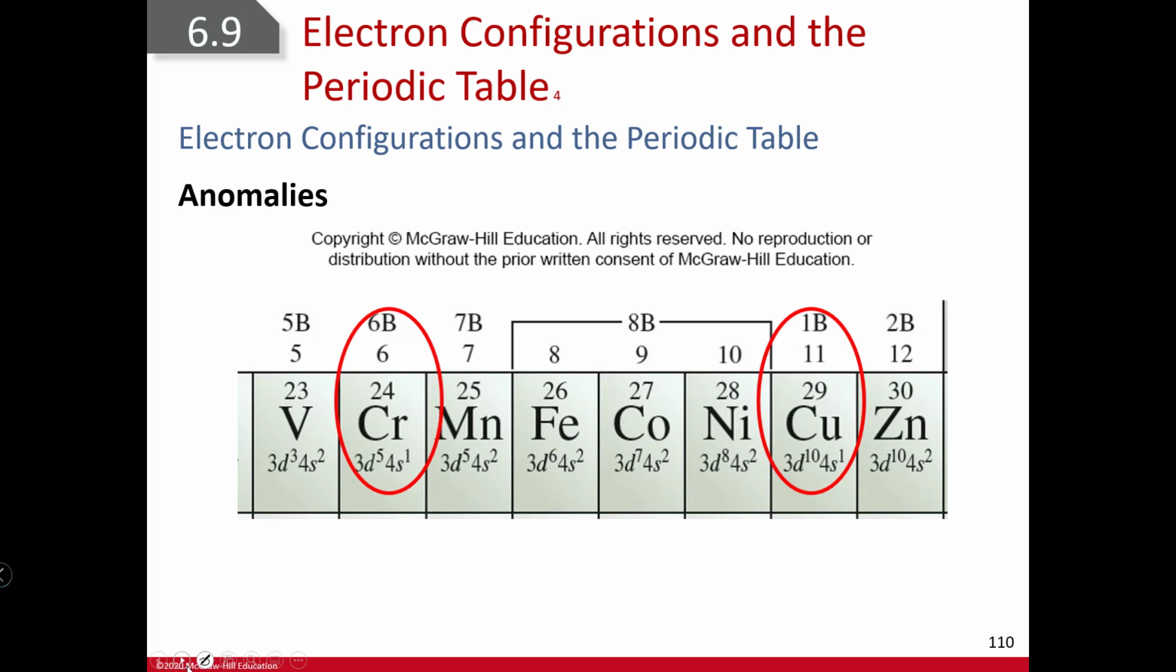We've talked about the anomalies. We would expect chromium to be 4s2 3d4. It isn't. It's 4s1. The s electron jumps up into the 3d. We would expect copper to be 4s2 3d9. It isn't. It's 4s1 3d10. I do want you to know the anomalies. What does anomaly mean? It means you have a pattern and now something is not following that pattern. That's an anomaly. And so you're going to see that for group 6 and group 11.